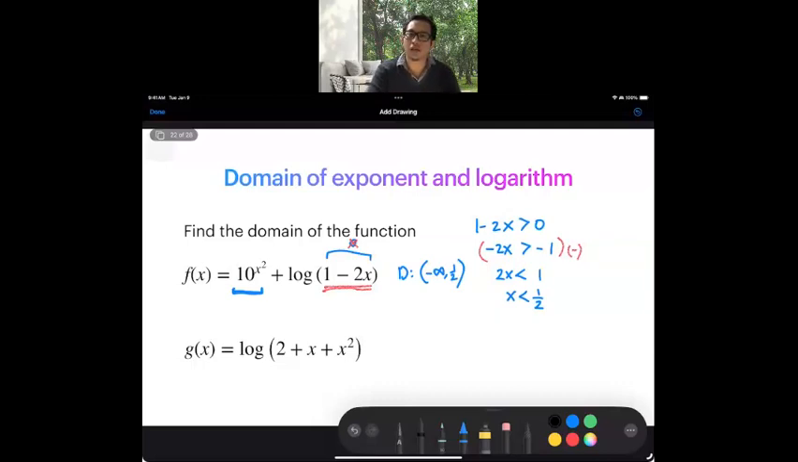Anyone want to solve this? What is the answer? What is the domain?